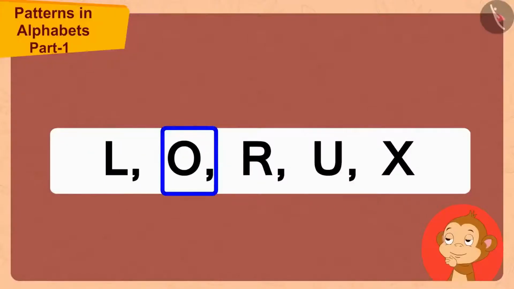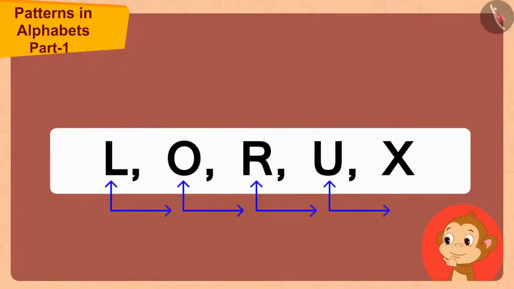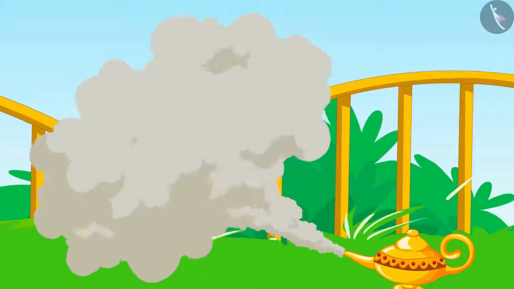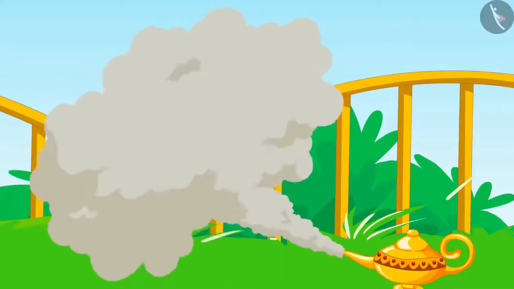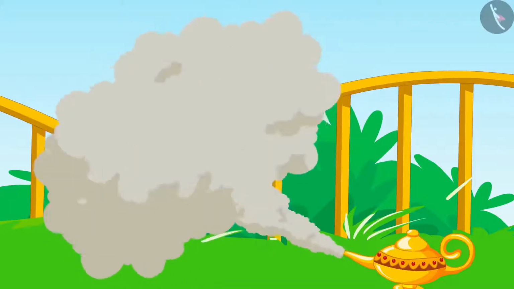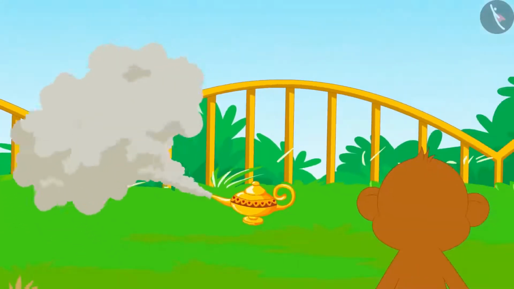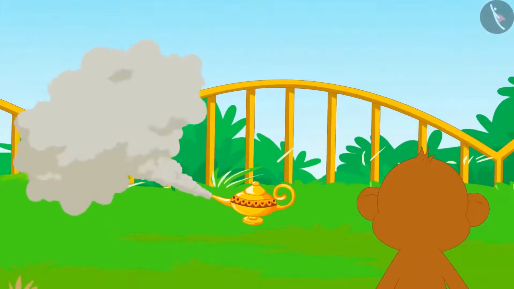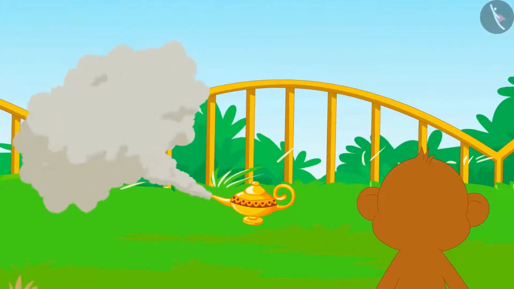Babban found the rule of this pattern with your help. Your answer is right. Tell me, what is your third wish? The genie asked Babban.